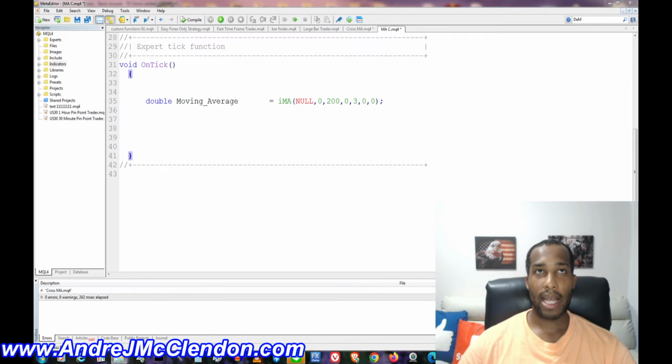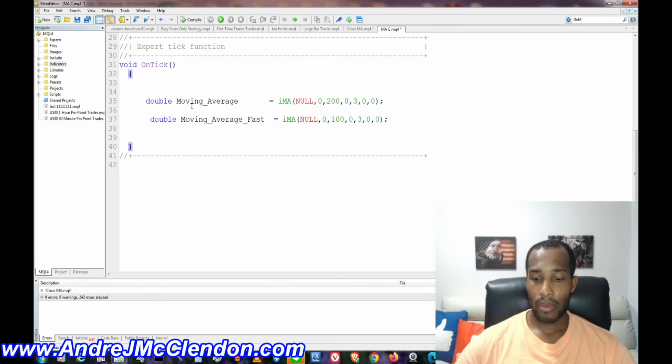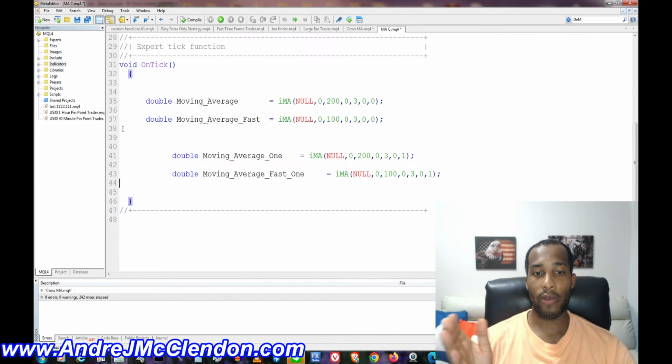Okay. Our next thing is, guys, we're going to add our fast moving average. Now this one's going to be called moving average fast. It's going to be the exact same setup. Instead of doing 200, it's going to be 100 right here, okay? And our next thing is we need to create two more, basically create an indicator to read one back. So basically, when we get that crossover, we've got to indicate the cross so it can be read.